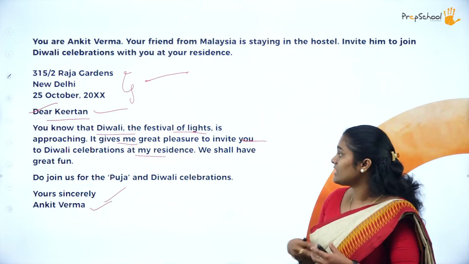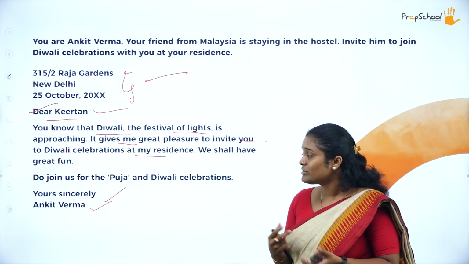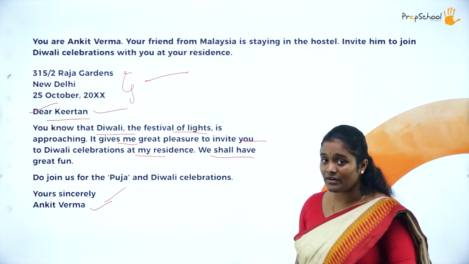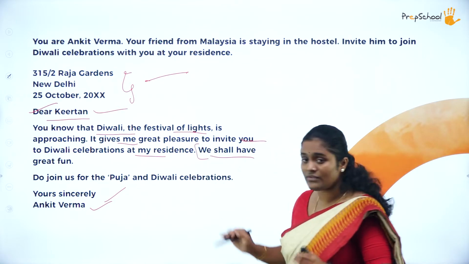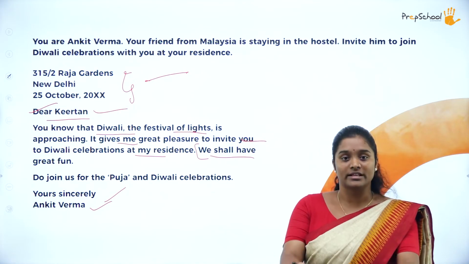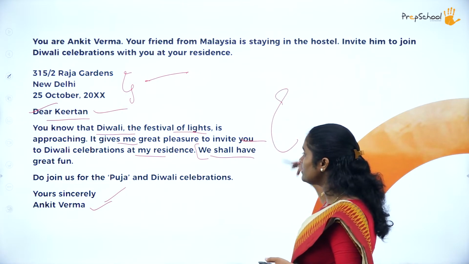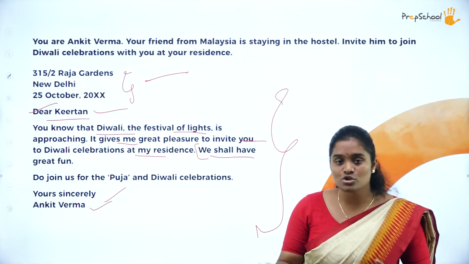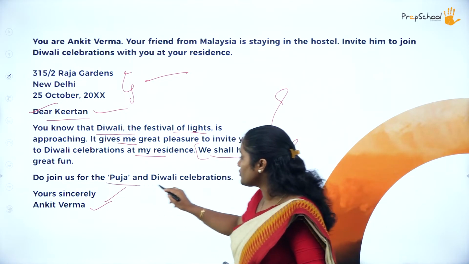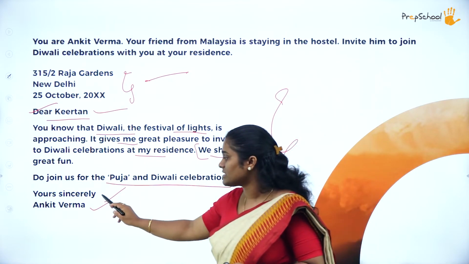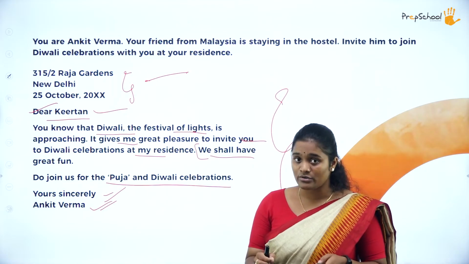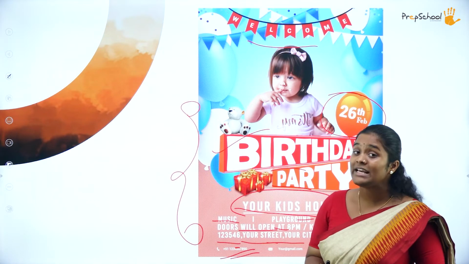Diwali is approaching. It gives me great pleasure to invite you to Diwali celebrations at my residence, and we shall have great fun. So, you see, we shall have great fun. It is not, my friend, in the simple present tense, is it? It's in the future tense. So, an informal letter will be written in a combination of a couple of tenses appropriately, okay? Do join us for the Puja and Diwali celebrations. Yours sincerely, Ankit Verma. It is an informal letter, again stressing on that, and this is an informal invitation.